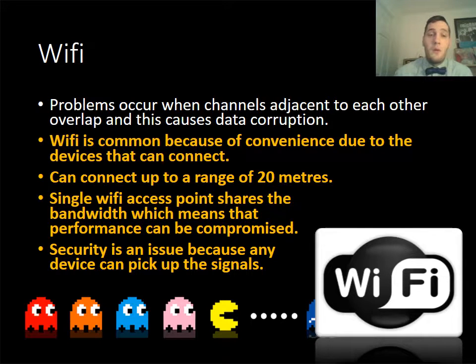Now, Wi-Fi is common and we use it so that we can get our devices to connect. But the problem is you can only connect to it up to only 20 meters. So a single Wi-Fi access point can share the bandwidth. I mentioned this in the previous presentation. And again, there are some security issues because other devices can pick up your signal. I mentioned in the previous slides that you need to hide your security identification.